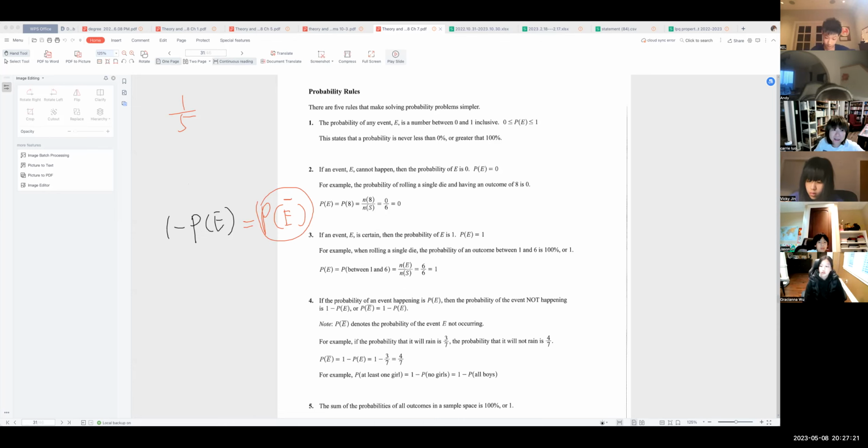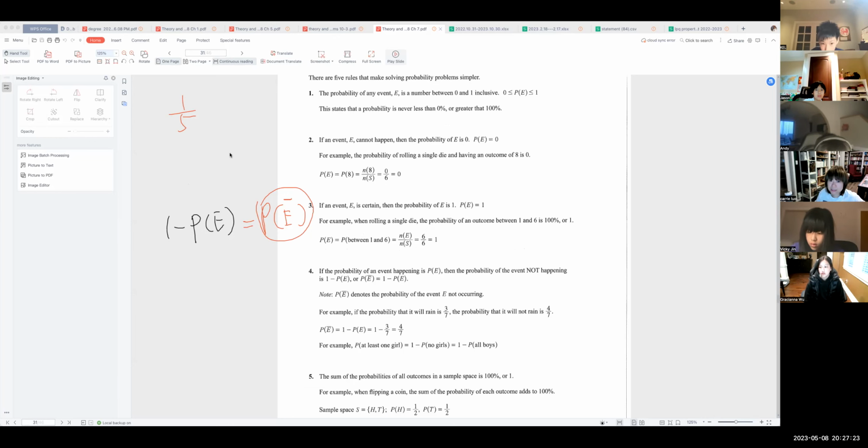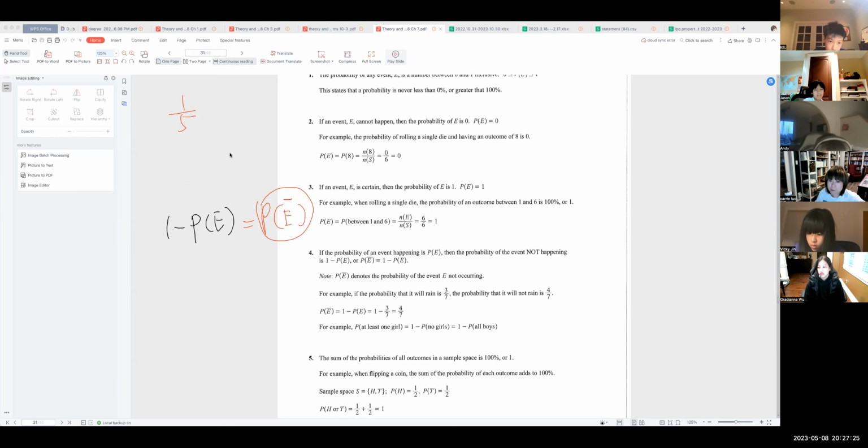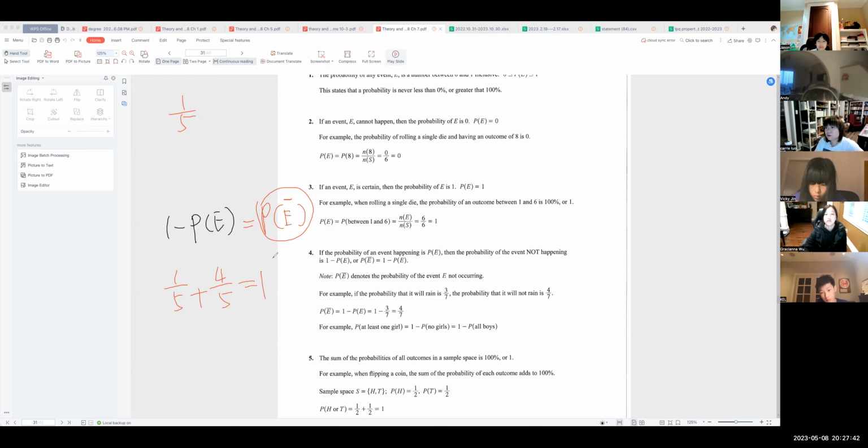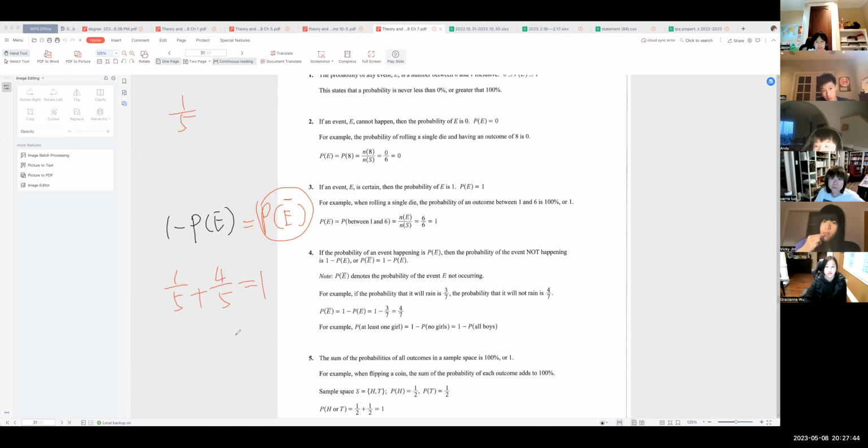Okay, so let's take a look at rule number 4. That's the last rule. The sum of the probability of all outcomes in a sample space is 100% or 1. Okay, that means if the probability of raining today is 1/5, the probability of not raining is 4/5, so they add up to 1. Get it, Graciana? Okay, so if you calculate the probability of not raining as 5/4 and raining as 5/2, then you plus them together and it is over 1. That means this question is wrong. You must have made some mistakes.